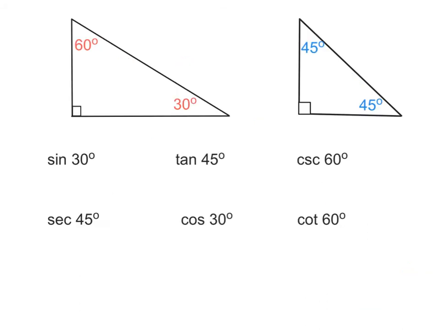So what we're going to do, connecting the special right triangles to trig, is we are going to find the sine, tangent, cosecant, all these things. We're going to find those of these special angle measures that show up in 30, 60, 90 triangles.